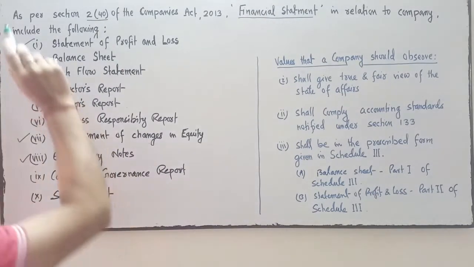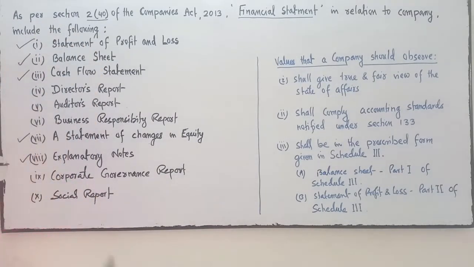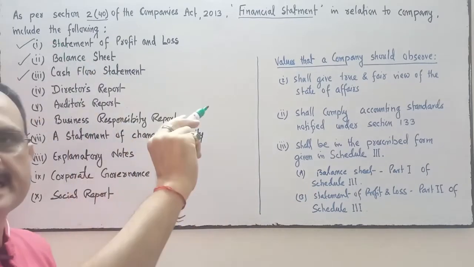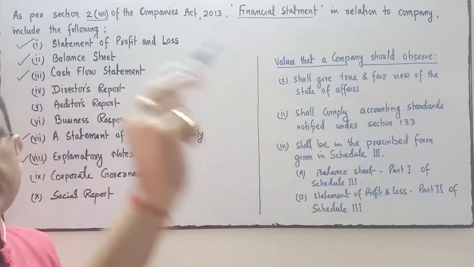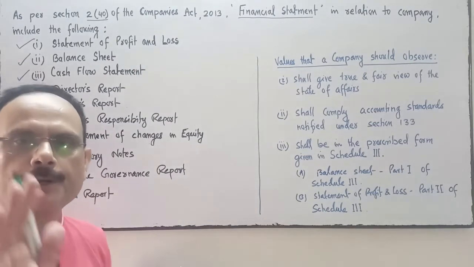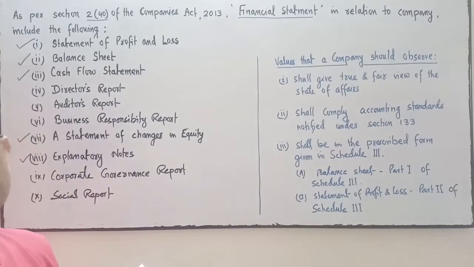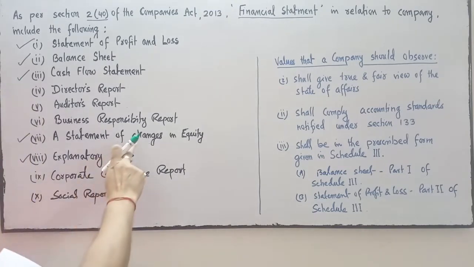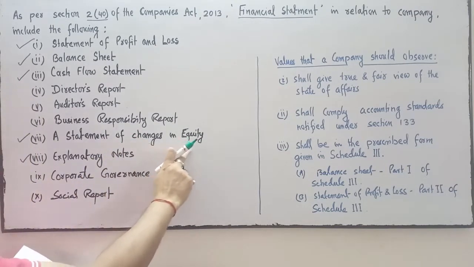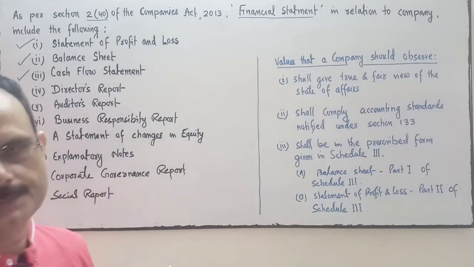So as per Section 2 Subsection 40 of the Companies Act 2013, financial statement in relation to a company includes the 5 things. First one is statement of profit and loss. Second is balance sheet. Third one is cash flow statement. Fourth one is a statement of change in equity. And fifth one is explanatory notes.